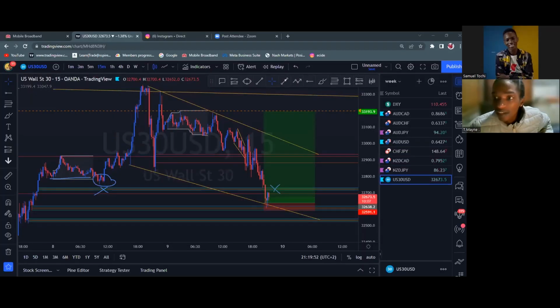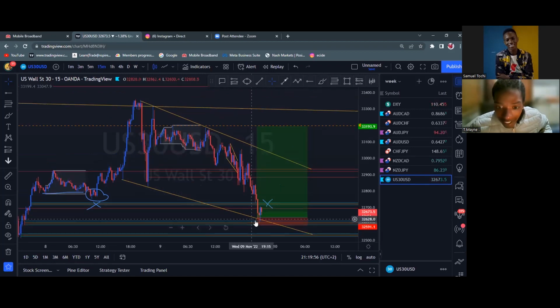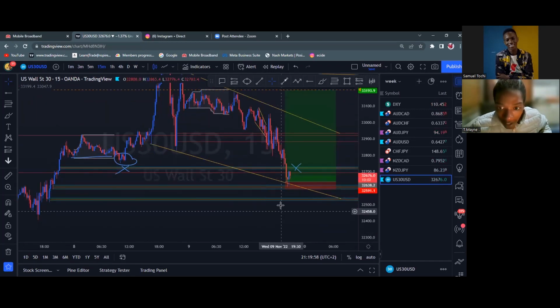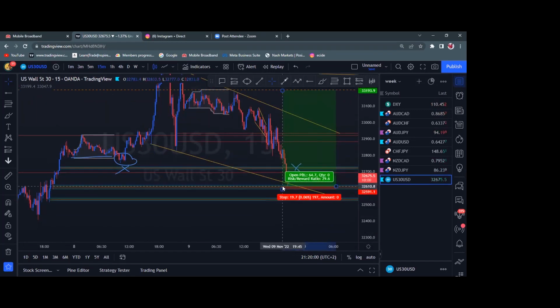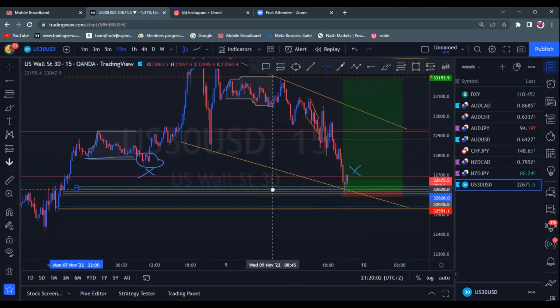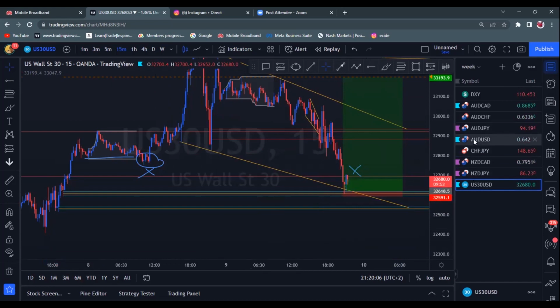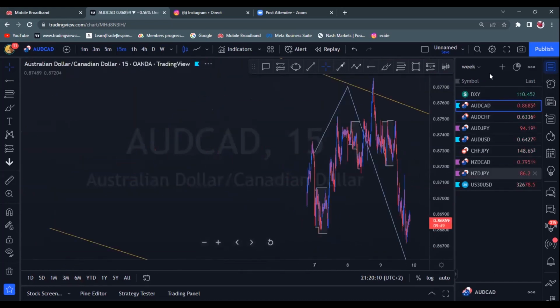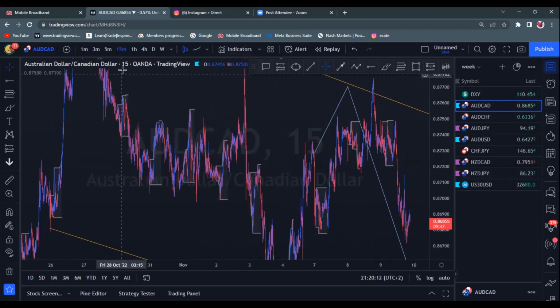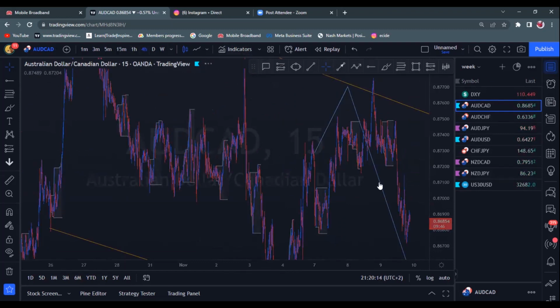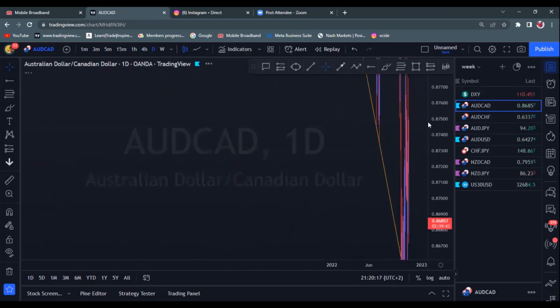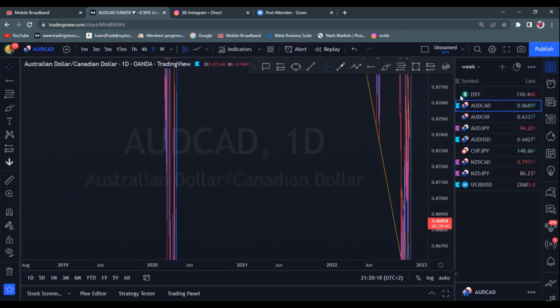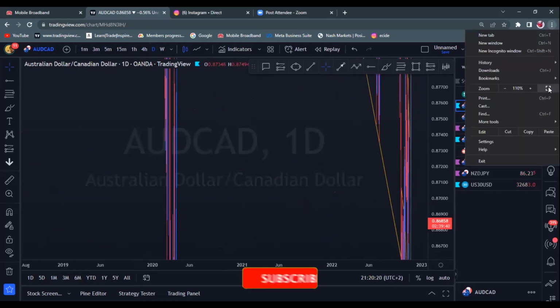So now I'm currently holding a long on US 30. We just wait and see how the market treats us there. But let's look at a nice pair, a pair that just looks amazing. So basically, my process of analysis, let me just make this full screen so that we've got no distractions.